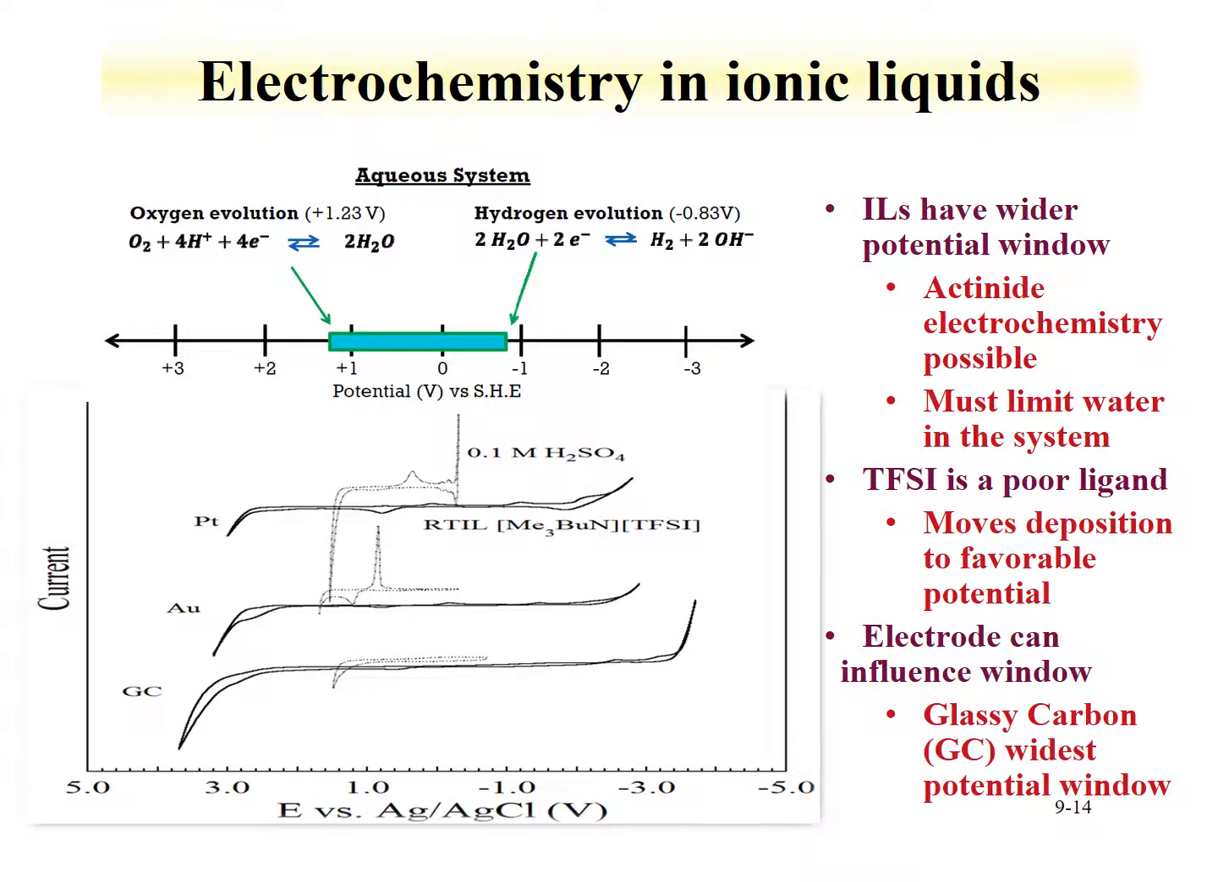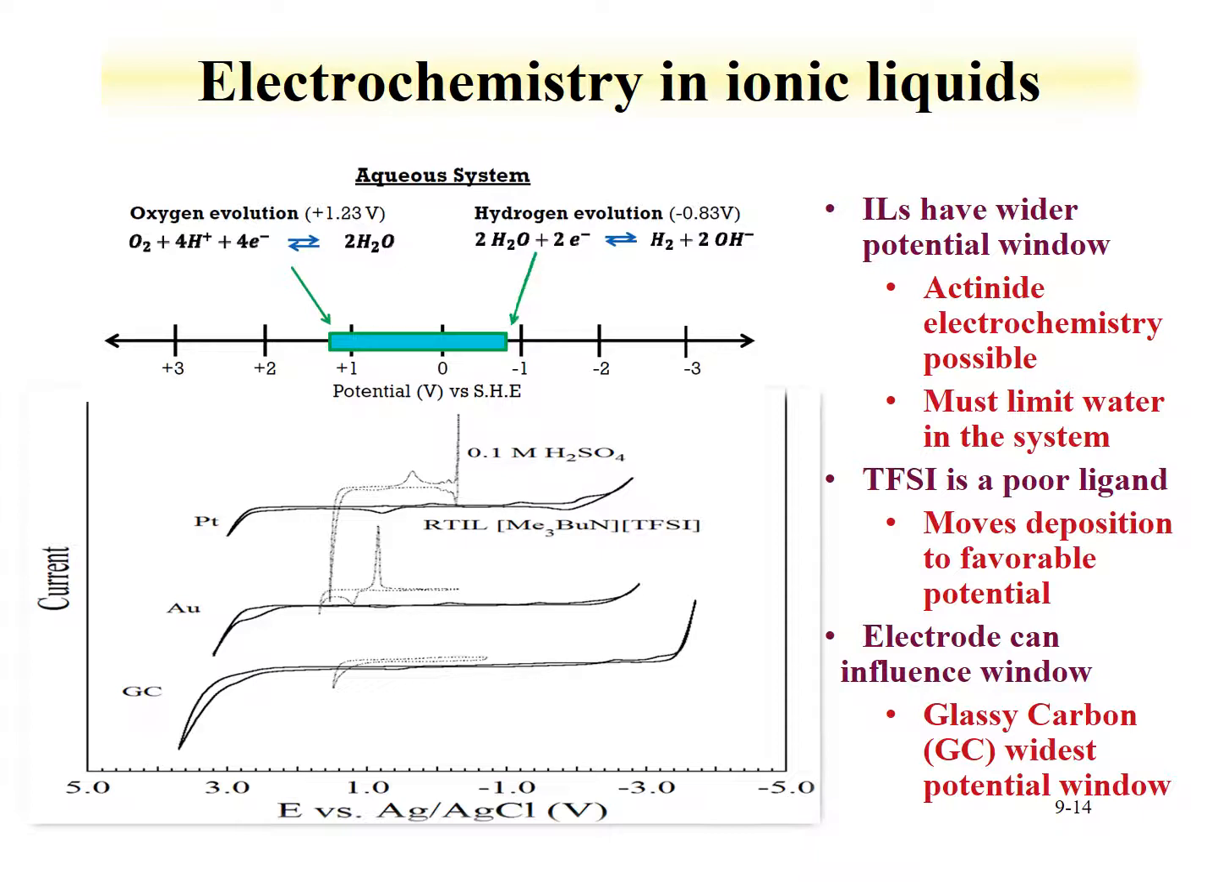An example of the large electrochemical window for the ionic liquids is shown here. This band is our oxygen and hydrogen evolution window for aqueous systems. So this shows the limitation of doing chemistry in water, which is one of the reasons that initially molten salts were chosen. Their electrochemical window is larger.